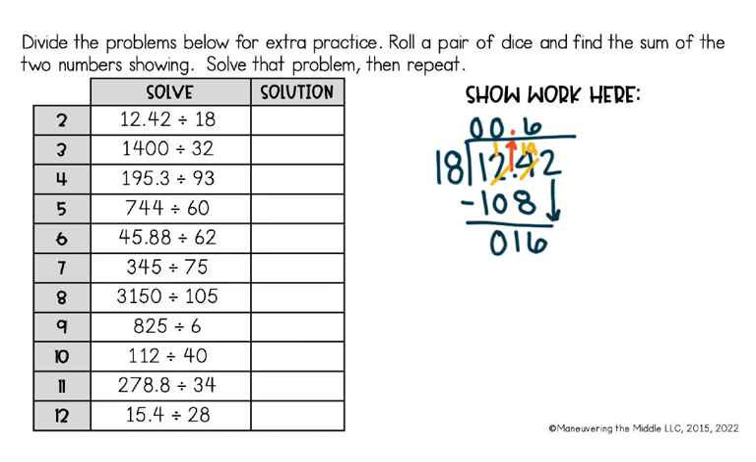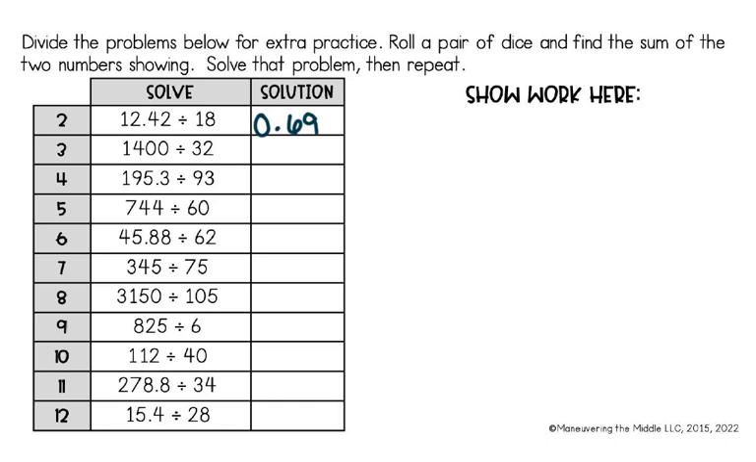Now I'm going to go ahead and bring down that 2. So we have 162. And I'm going to see how many times 18 can go into 162. And that is 9. And 9 times 18 is 162. Go ahead and subtract, and we get 0. So our answer is 0.69.